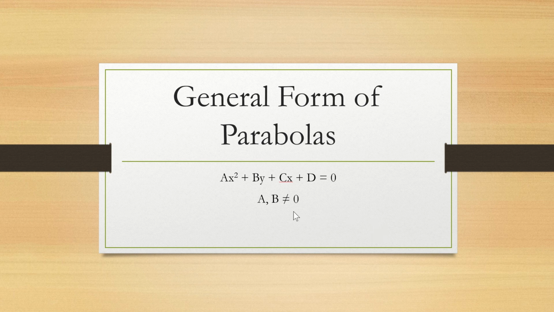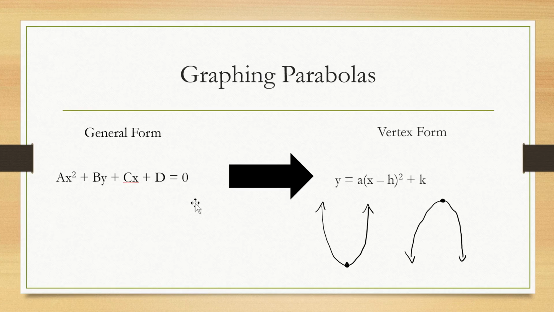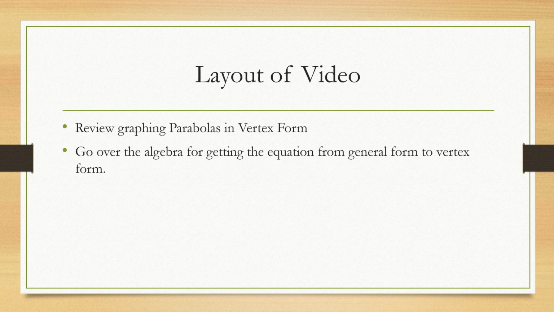if that's the case, it would just be a straight line. So the strategy today is to get it from general form to vertex form, because once it's in vertex form, we can figure out what the vertex of the parabola is, which is either that minimum or maximum point, and then we can just plug in numbers to figure out what the parabola looks like. So what I'd like to do today is review how to graph the parabolas when it's in that vertex form, and then I'd also like to go over the algebra for getting the equation from general to vertex form. So let's begin with that review.